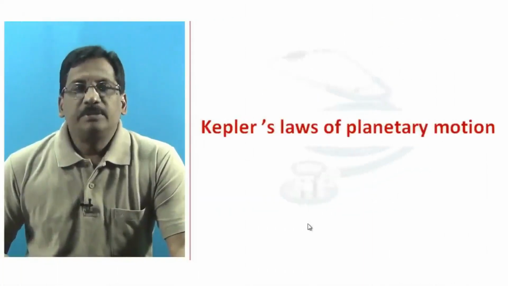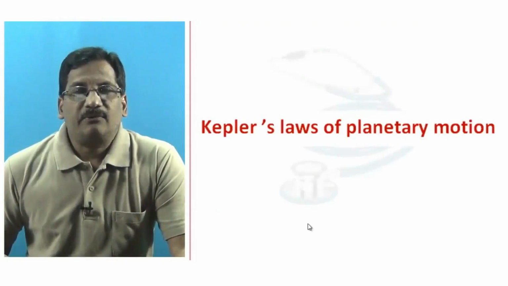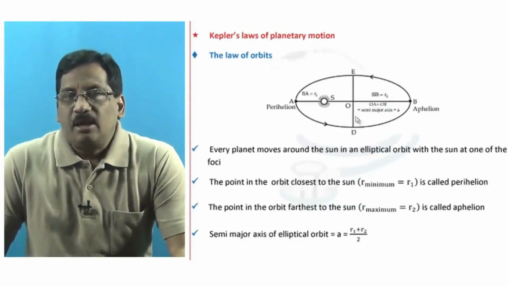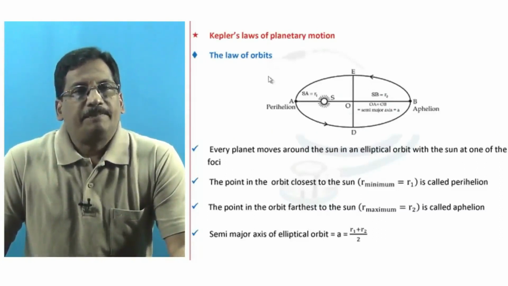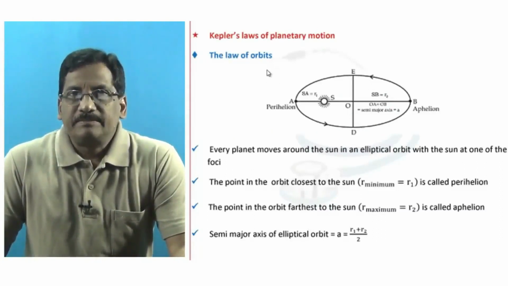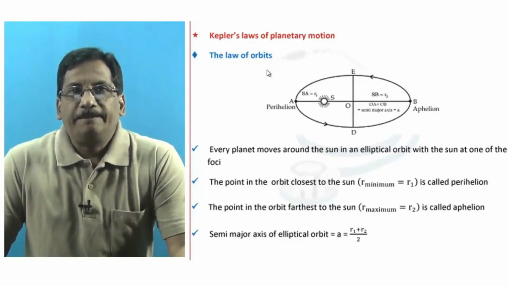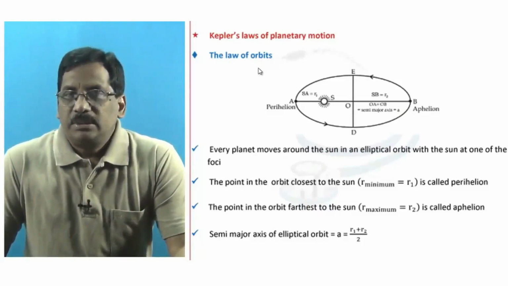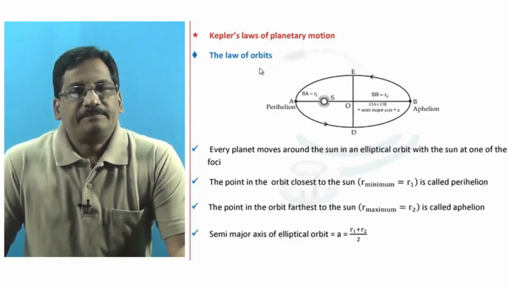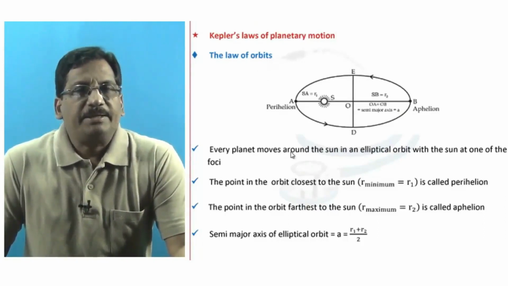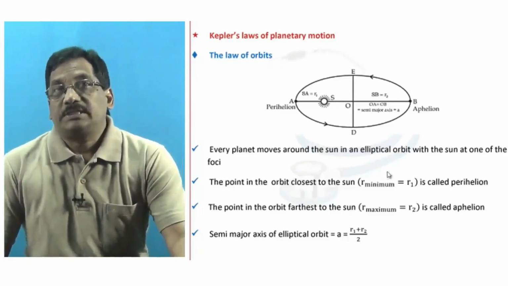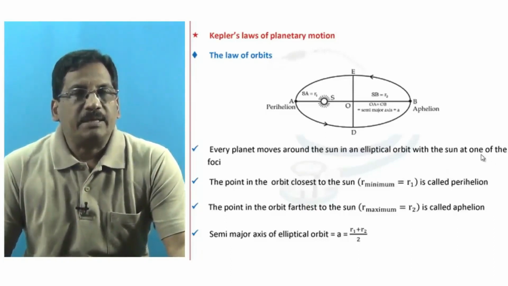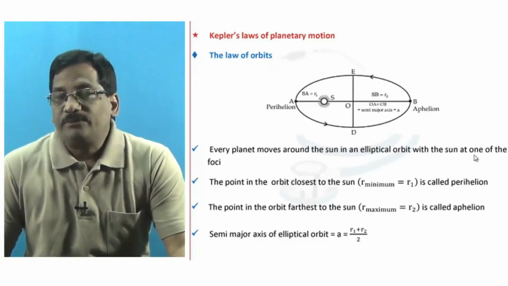Let's first take up the concept of Kepler's laws of planetary motion. There are three laws, namely the law of orbits, the law of areas, and the law of time periods. Now, the law of orbits. Every planet moves around the sun in an elliptical orbit with the sun at one of the foci.